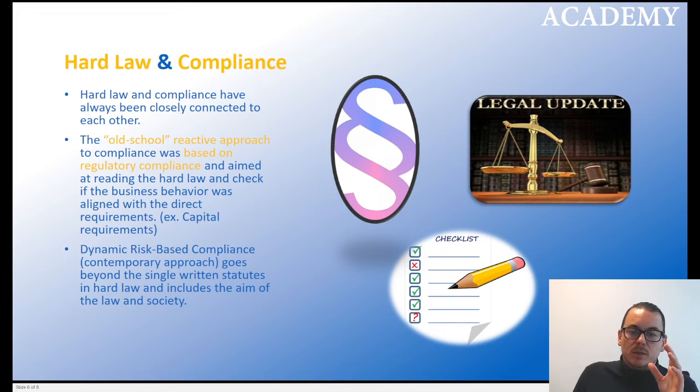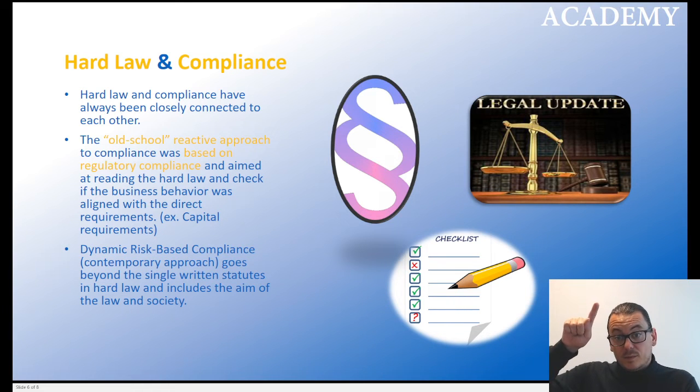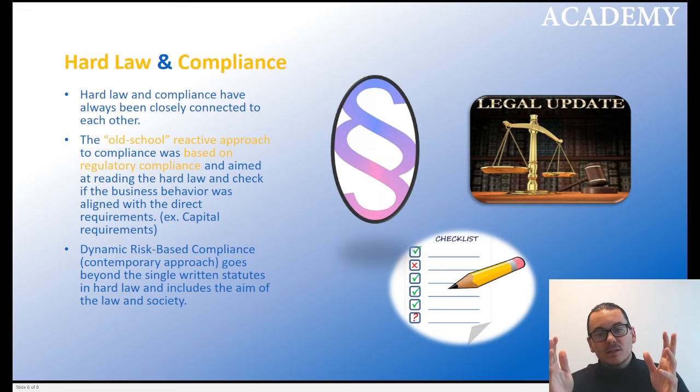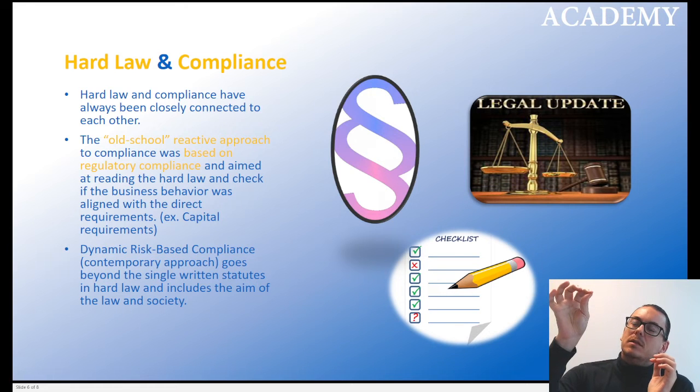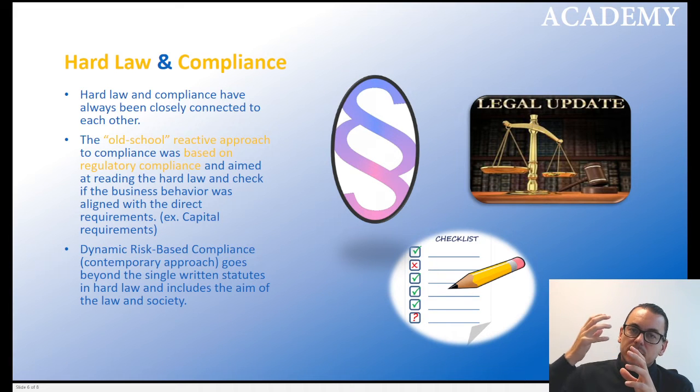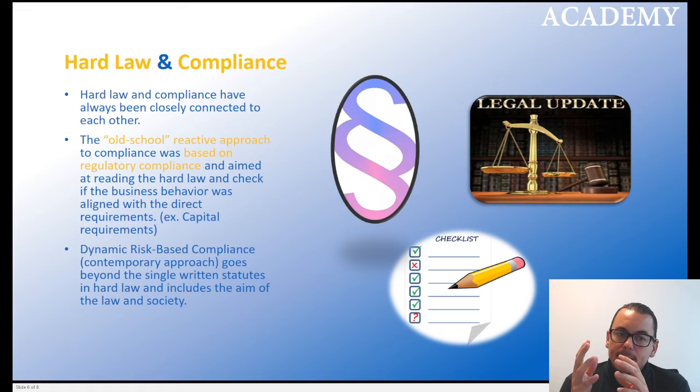Typically, everyone who has worked within compliance knows hard law because it was the check the box list. I got here the checklist. Yes, we did this, we did this, we did this. So is there anything new when we talk about dynamic risk-based compliance and hard law? There is, of course, because instead of just going into every single requirement or statute to see if you comply, the initial idea behind dynamic risk compliance, and when you're in a risk-based regulatory area, is that you need to secure the aim of the regulation.